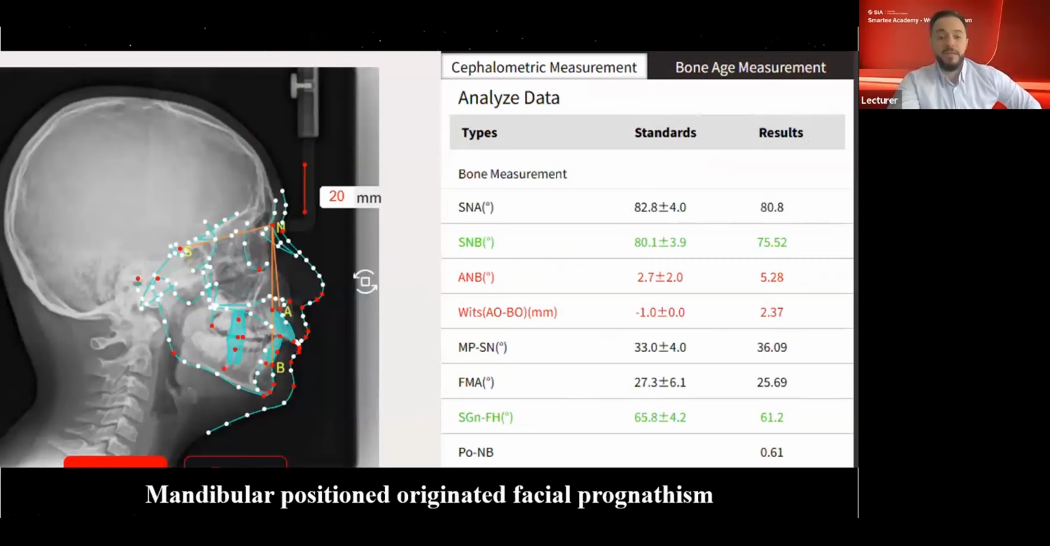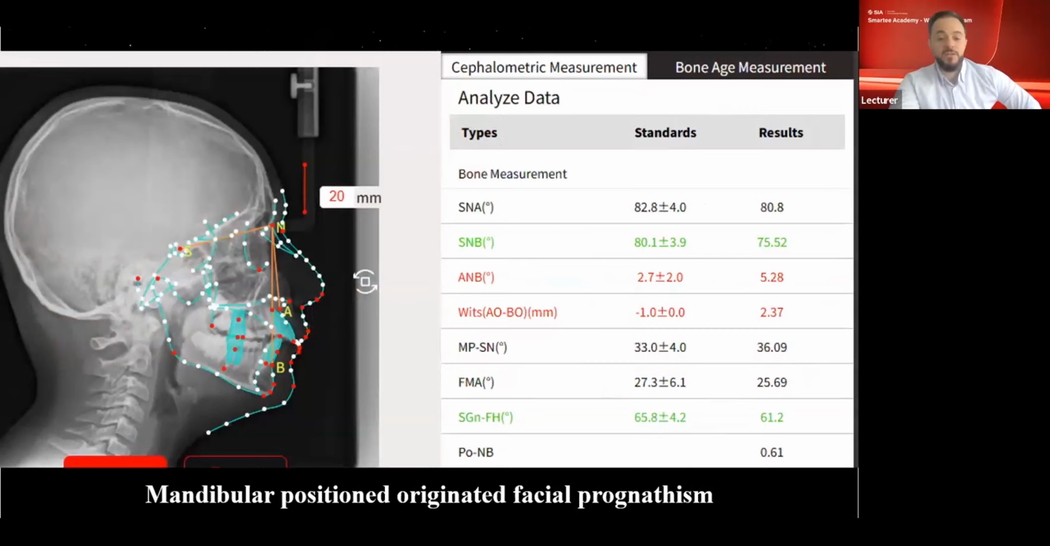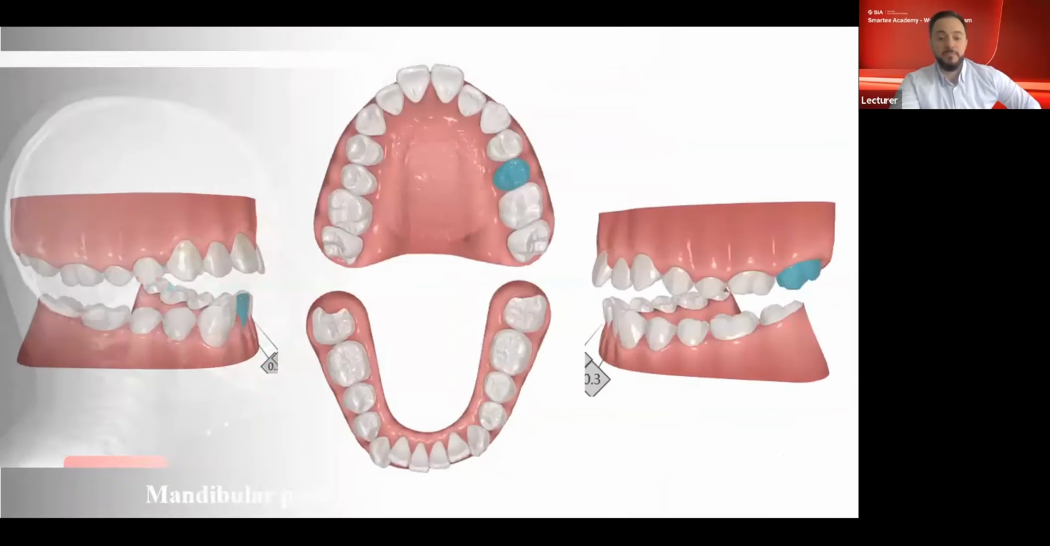He has an increased ANB angle, and Smartee also have their own classification for the skeletal malocclusion for the facial prognathism patient when they have a skeletal class 2. According to their classification, I'm not going through details about this because it needs a whole day, and I believe we have some other webinars that discuss this in detail. So this is a mandibular position originated facial prognathism, which means that we need to advance the mandible and correct the deep overbite and the increased overjet at the same time.